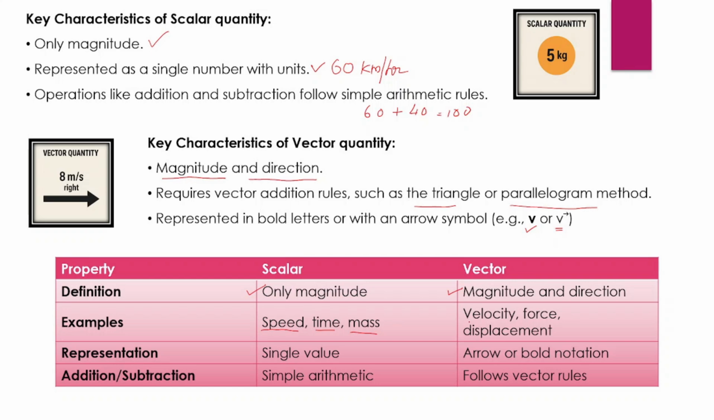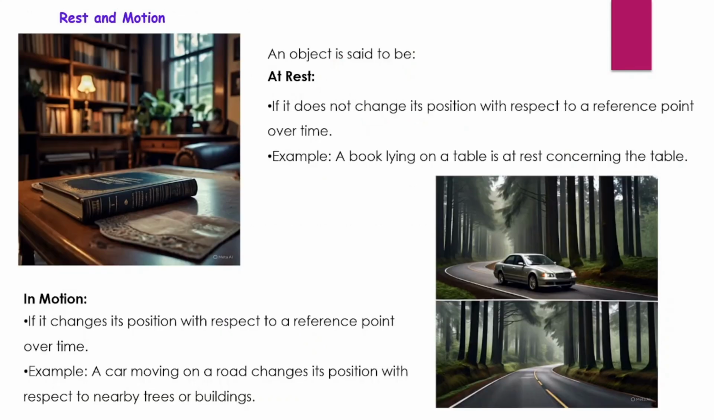And examples of vector: velocity, force, displacement. Then representation, only single value 60, right? What I have written here, 60 followed by this unit. Here, arrow or bold notation, it has the number as well as the units and direction. Addition, simple arithmetic, but vector follows vector rules. What are these? We will study in higher classes.